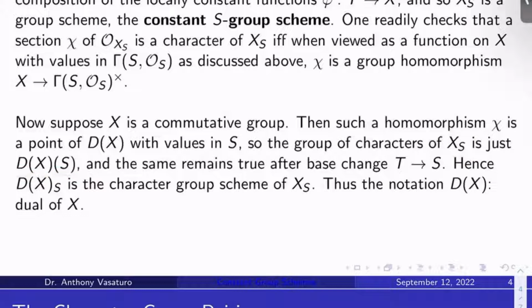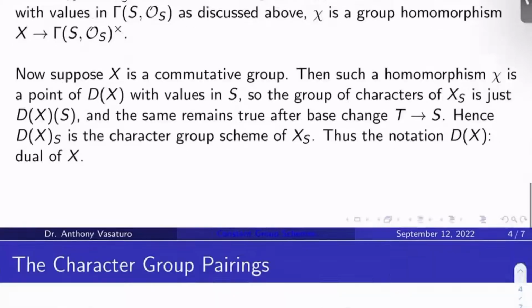And this remains true after base change from T to S. And so what's a quick way of saying all of this in one sentence? D(X) base change to S is just the character group scheme of X_S. That's it. And so hence the notation D(X). It's the dual of X. If you think of characters as elements of the dual, like maybe from linear algebra, this makes perfect sense notationally and terminologically.